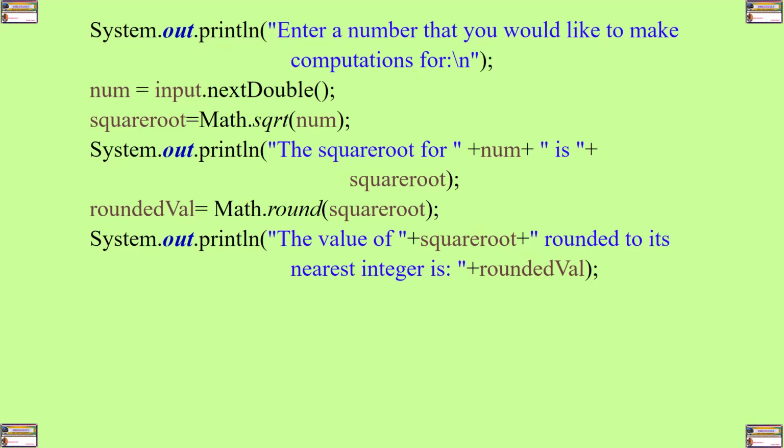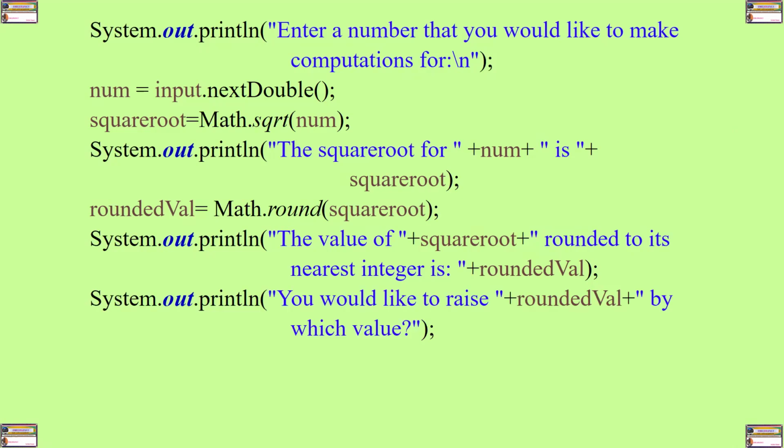If, for example, you had the value of the square root being 2.6, then the statement will look like the value of 2.6 rounded to its nearest integer is now the rounded value. So the value is what will be displayed here. Then we can display the statement, you would like to raise the content in the memory location called roundedVal by which value?